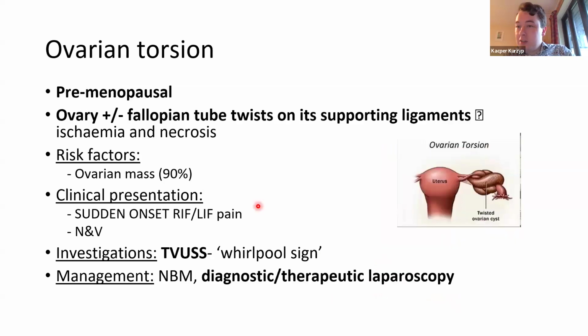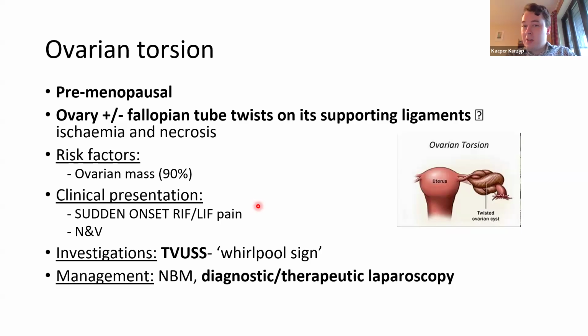Now, ovarian torsion is very much a similar type of condition, but now in females. Typically, it will be in premenopausal females, and this is where the ovary, plus minus the fallopian tube, will twist on its supporting ligaments, again leading to ischemia and necrosis.